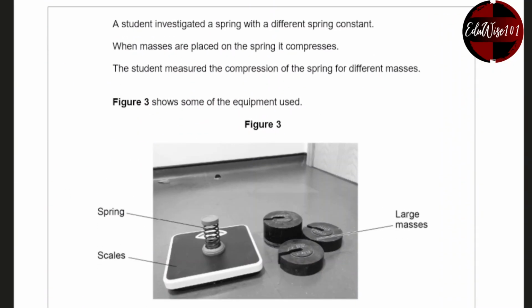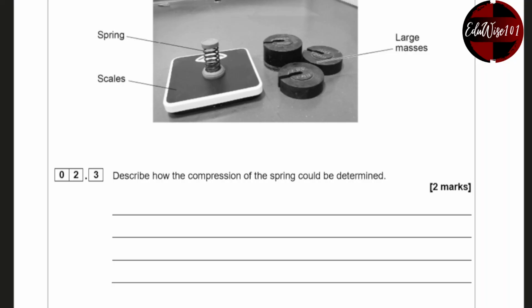A student investigated a spring with a different spring constant. When masses are added to the spring, it compresses. The student measured the compression of the spring for different masses. Describe how the compression of the spring could be determined.